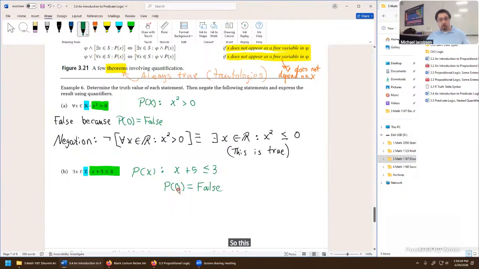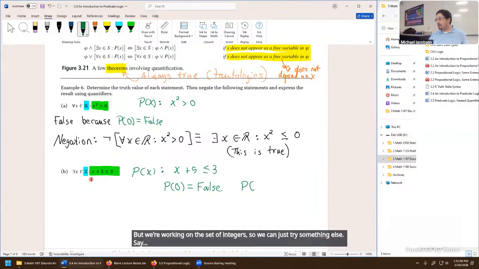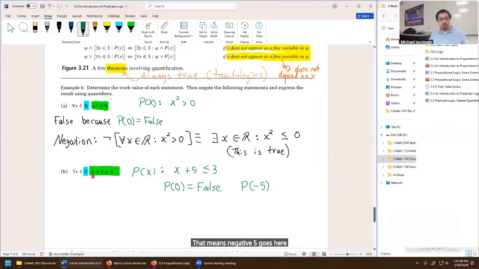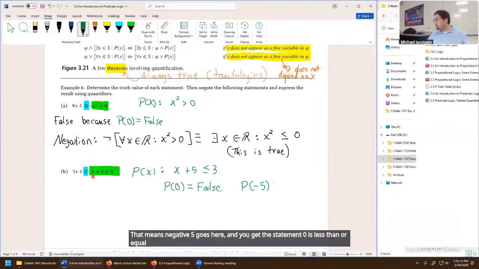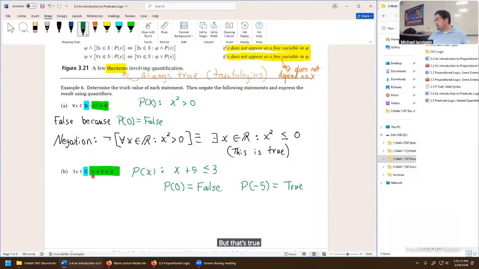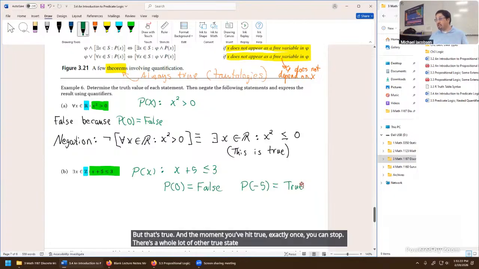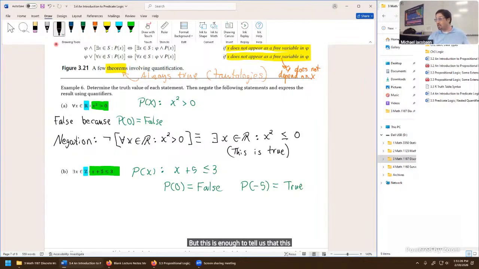So this time with the original statement, plug in 0, still false. But we're working on the set of integers, so we can just try something else. Say p at, how about -5? If you put -5 into this predicate, that means -5 goes here, and you get the statement 0 is less than or equal to 3. But that's true. And the moment you've hit true exactly once, you can stop. There's a whole lot of other true statements, but this is enough to tell us that this thing is true altogether.